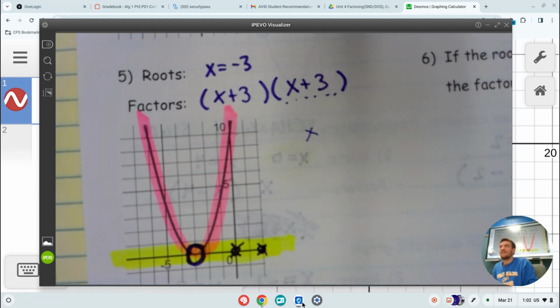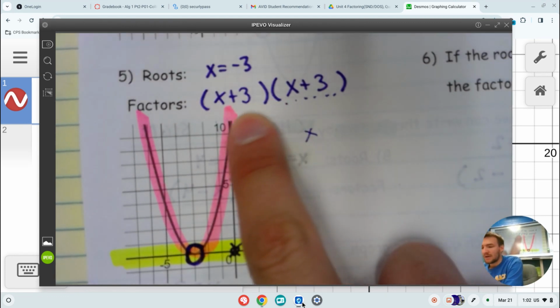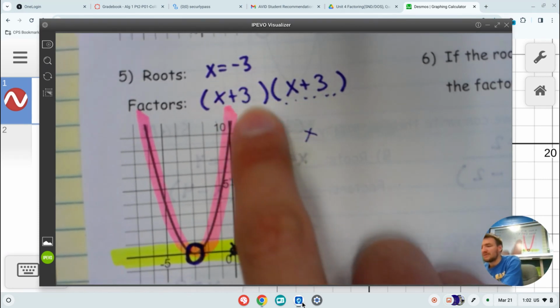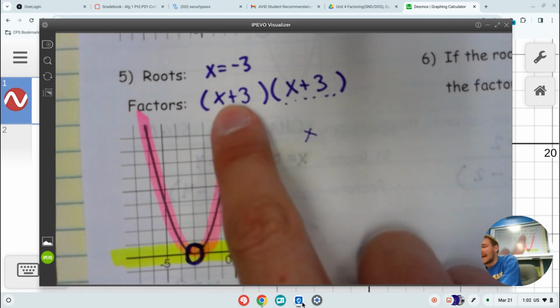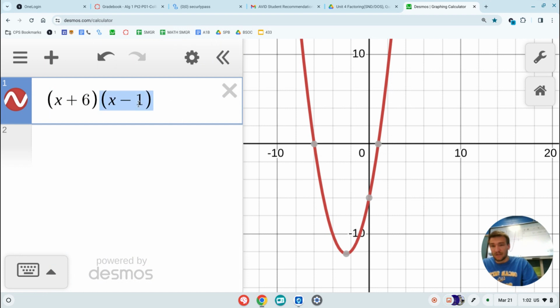So this is when we start getting into not just freshman math. So it's going to be a +3 because we kind of skipped number 4. Because factors are opposite of roots. So since the root was a -3, the factor is a +3. And since there's only one, we actually have a double root, or sometimes it's called a repeated root. And I'll prove it to you, right?